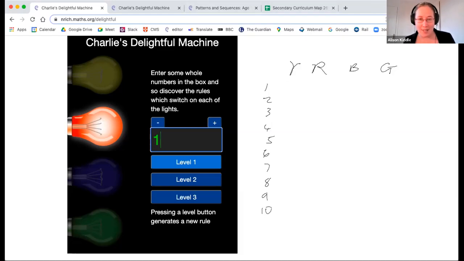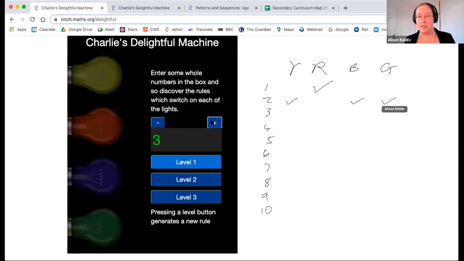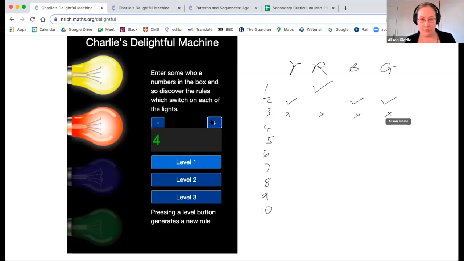So red, the only thing that happens with number 1 is that red is turned on and the rest of them are switched off. Okay, so for 2, I've got yellow, blue, and green. And at each stage, I might stop and ask the students, do we have enough information yet to tell us about any of the rules? So 3 does nothing. So I might put in a row of crosses just to show that I have tried it, it just didn't do anything.